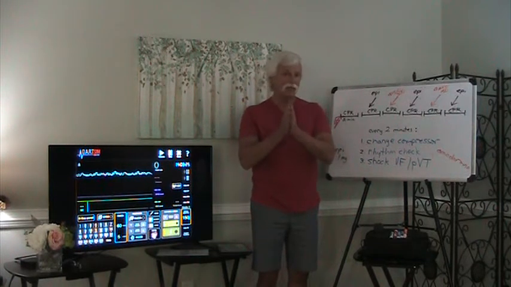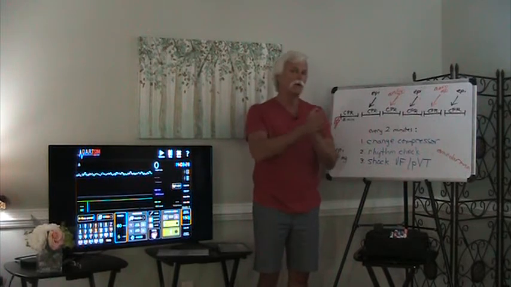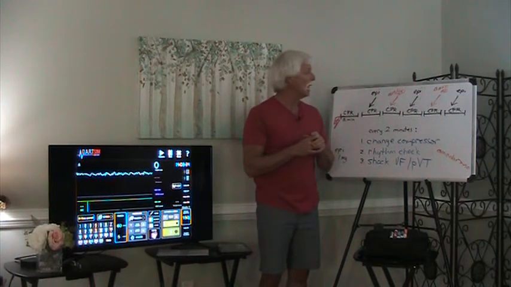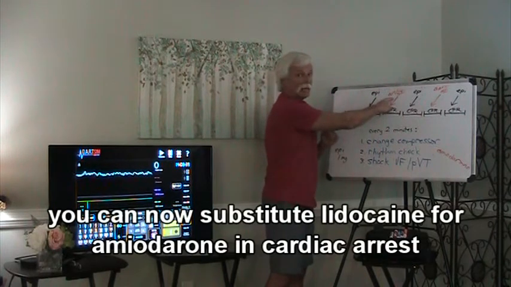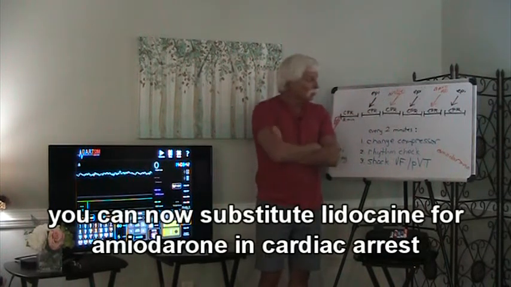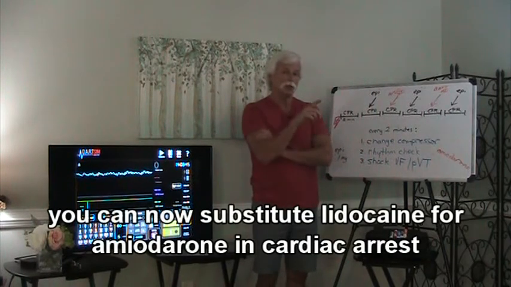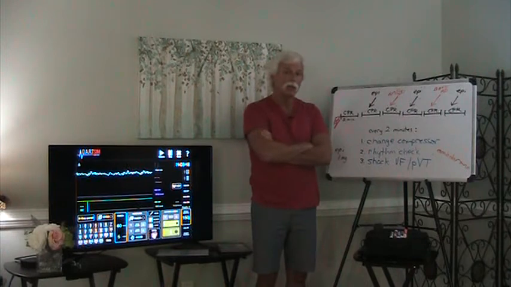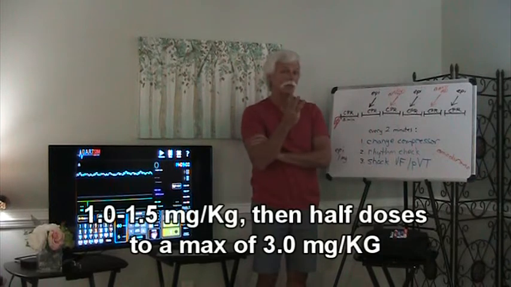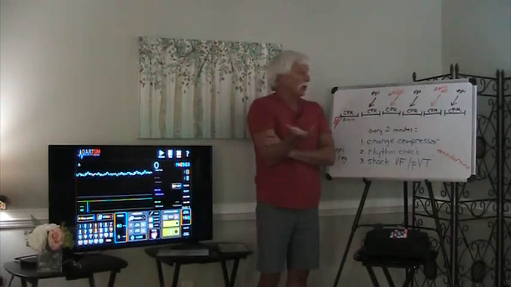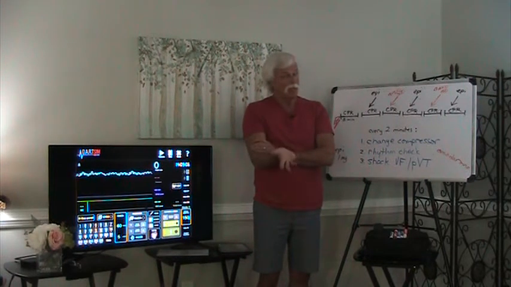Now, you're not going to find this fact on the test or in the literature or even on the protocols, because it was delivered to us as a digital update to the protocols last year. And that's the fact that you can, at physician discretion, substitute lidocaine for amiodarone during cardiac arrest. Lidocaine is dosed according to patient weight. It's delivered at 1 to 1.5 milligrams per kg for the initial dose, and then subsequent doses at half dose, which would be 0.5 to 0.75 milligrams per kg, to a maximum of 3 milligrams per kg. I can't tell you why you'd want to switch to lidocaine instead of amiodarone, except maybe economics.